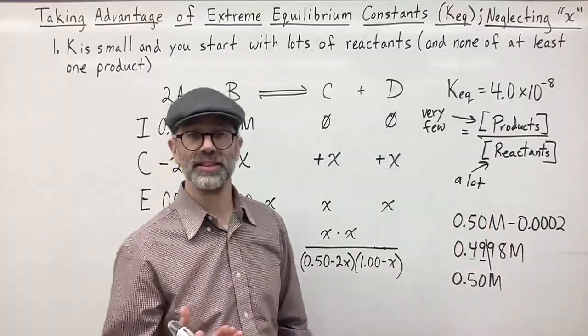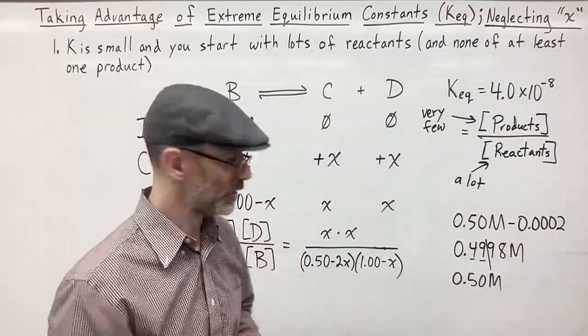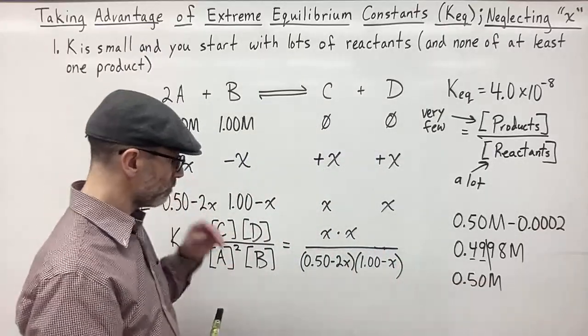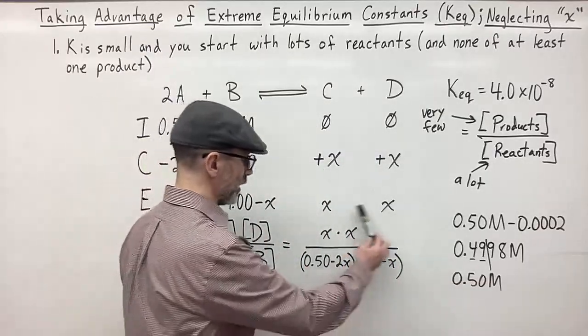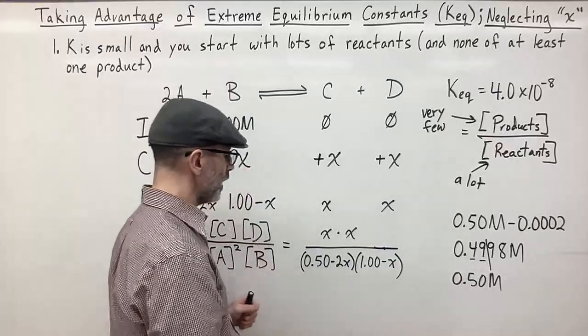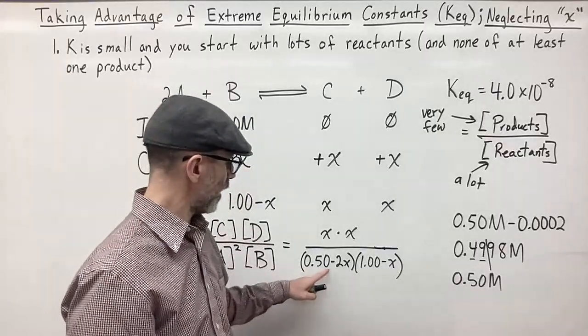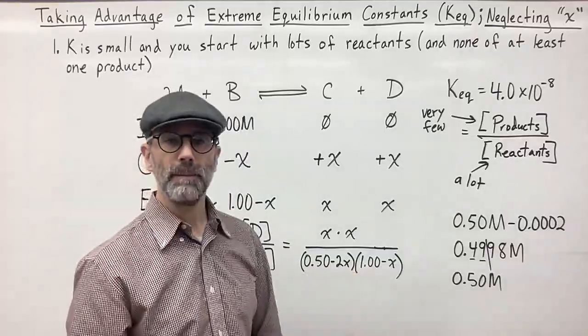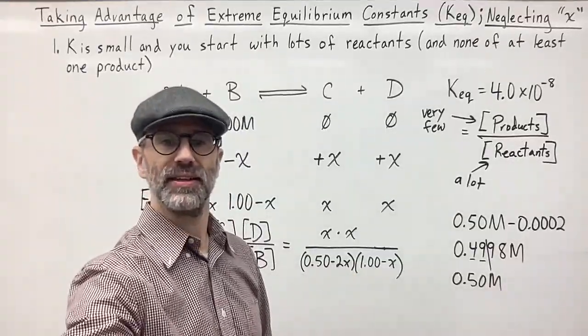Well, why is this so important? Well, it makes the calculation easier. Now, notice here that I have, here's my expression again. And so I have 0.50 minus 2x, and I have 1.00 minus x.